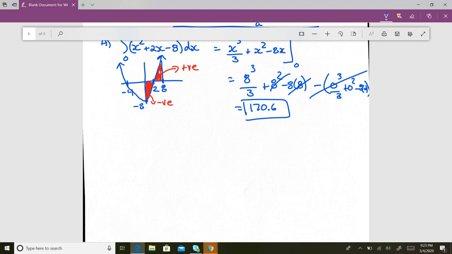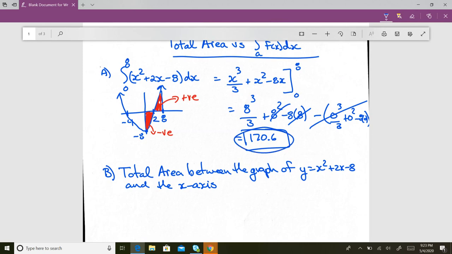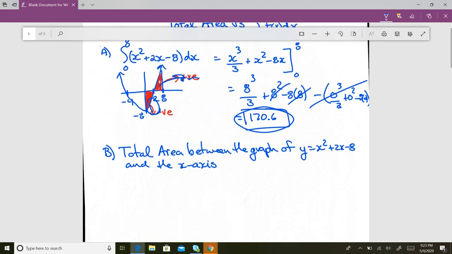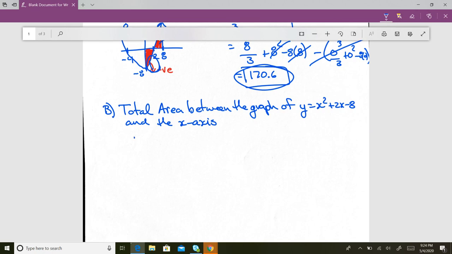Now, what if I asked for the same function, but I said total area between the graph of y is equal to x squared plus 2x minus 8 and the x-axis. So this number here represents this positive value here plus this negative value here. Okay? When I say total area, I want both areas added together. So really what they're asking for is the integral from 0 to 8 of the function.